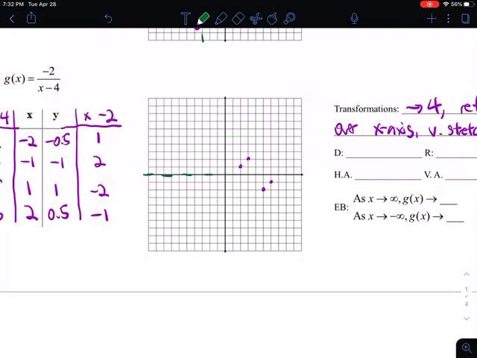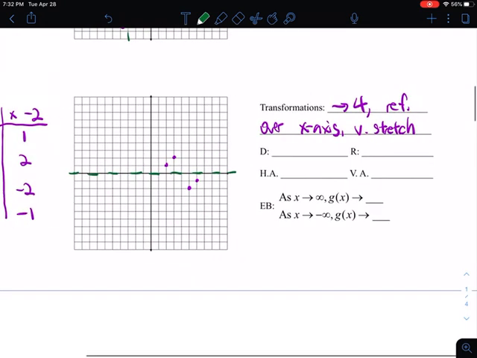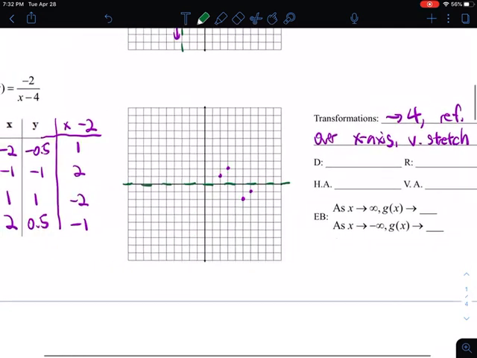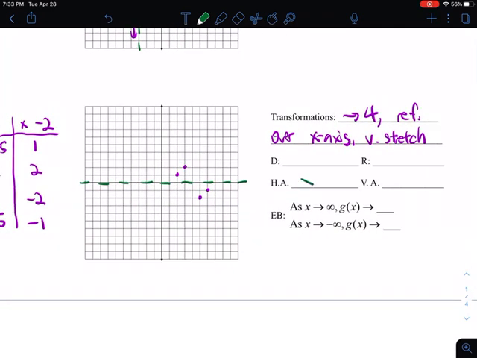Normally it's this line right over here at y equals 0. Now we're shifting to the right 4, but that doesn't really affect our horizontal asymptote. And then there's no vertical shift, no shift up and down. So then our asymptote will stay the same at y equals 0.